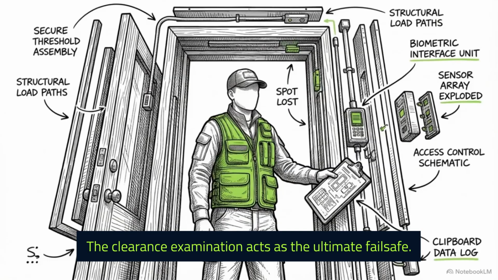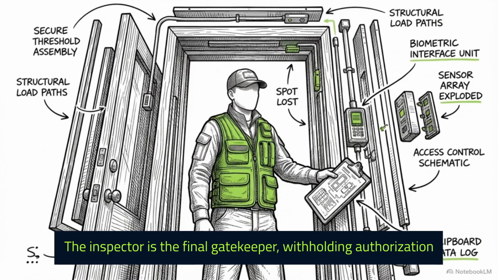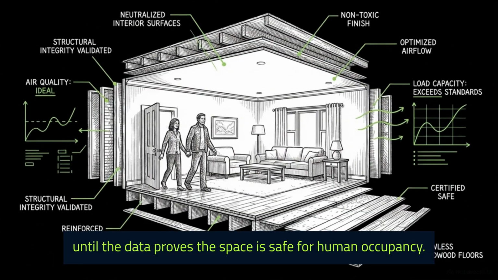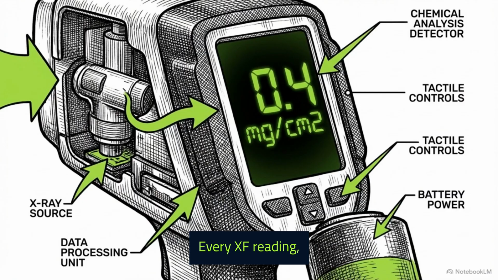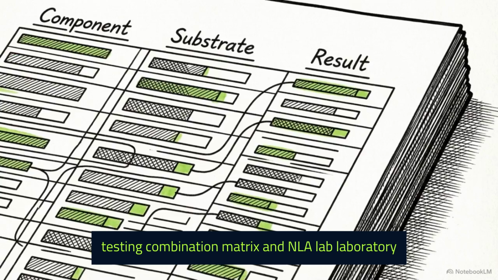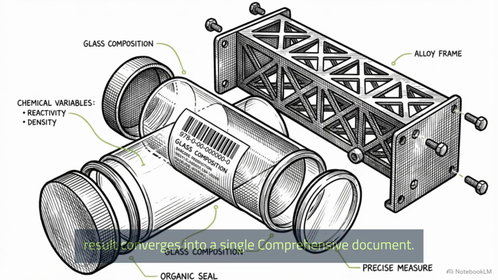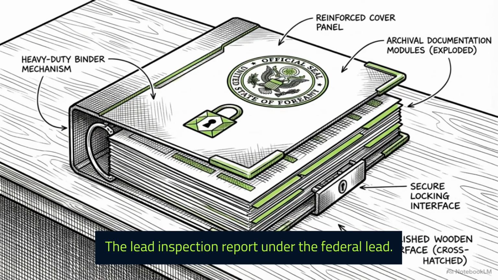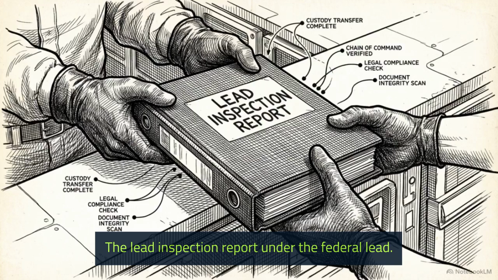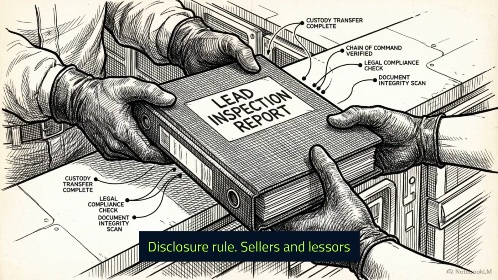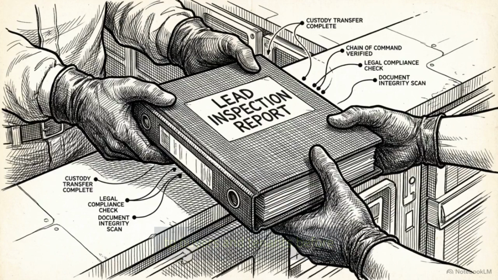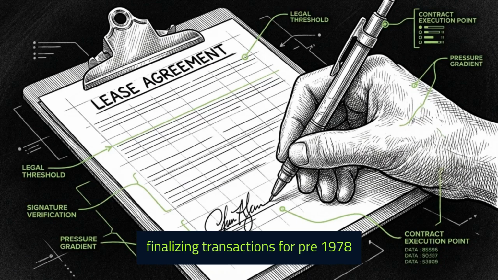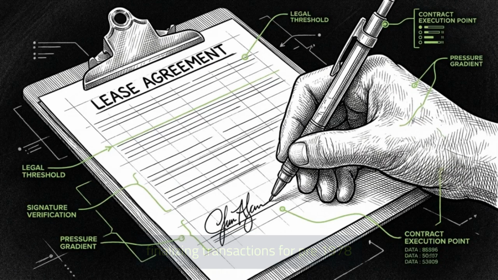The clearance examination acts as the ultimate fail-safe. The inspector is the final gatekeeper, withholding authorization until the data proves the space is safe for human reoccupancy. Every XRF reading, testing combination matrix, and NLA Lab laboratory result converges into a single comprehensive document, the Lead Inspection Report. Under the federal lead disclosure rule, sellers and lessors are legally bound to provide this report to buyers and tenants before finalizing transactions for pre-1978 properties.